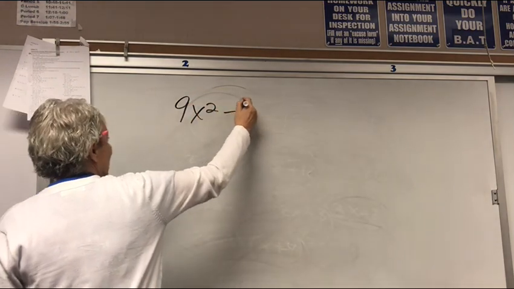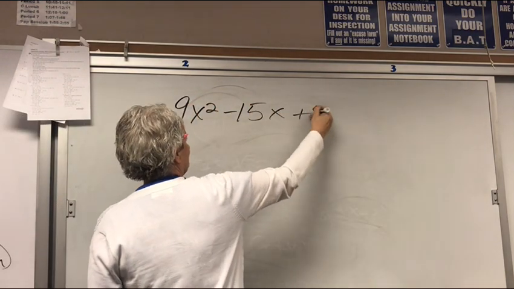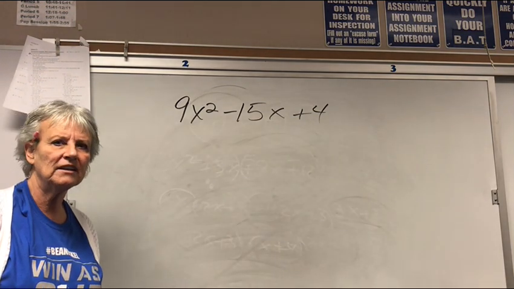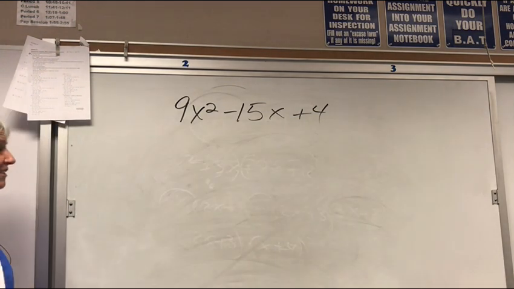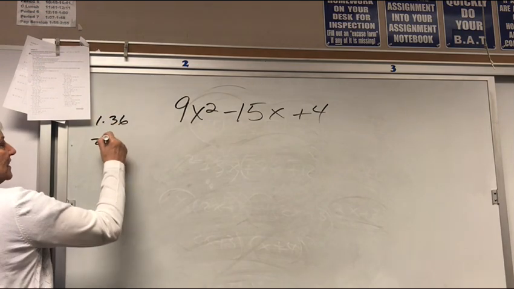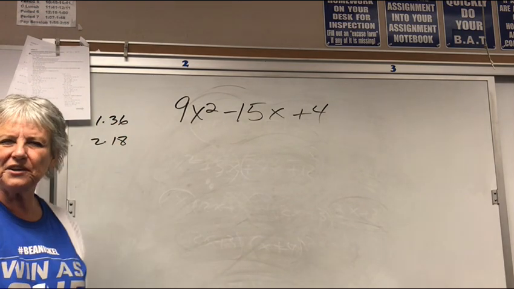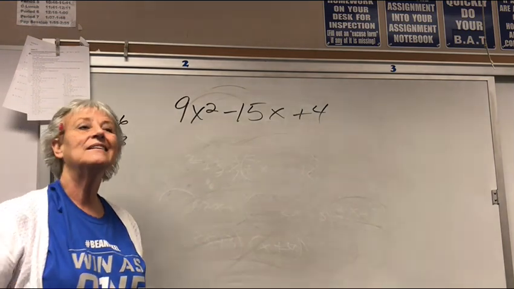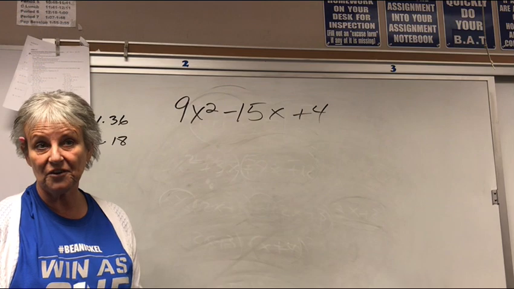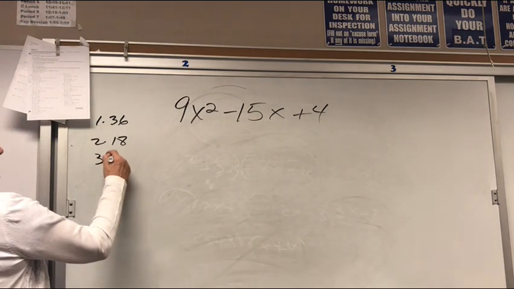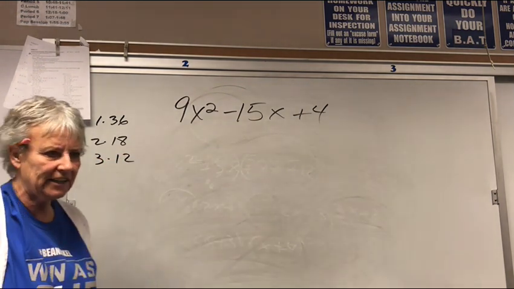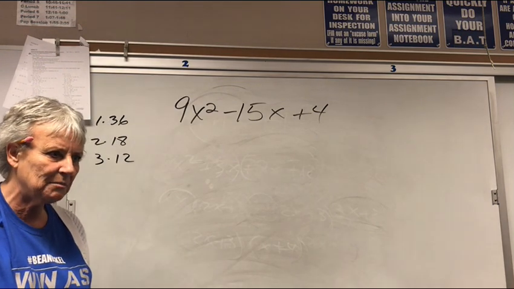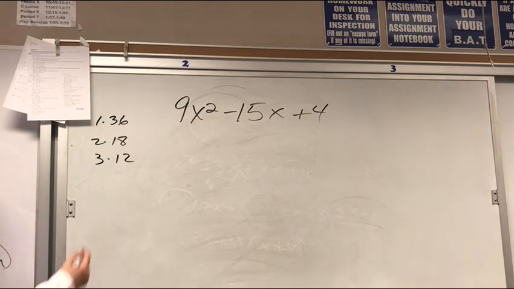9x squared minus 15x plus 4. So, what are we looking for factors of? 36. There's a lot of factors in 36. Do you see, when your junior high and elementary teacher said you really need to know your multiplication tables? Now you can't do this if you don't know them. How's the calculator going to give you the factors? You're going to divide 36 by all 36 numbers? You'll never finish the test. I know how to do that.